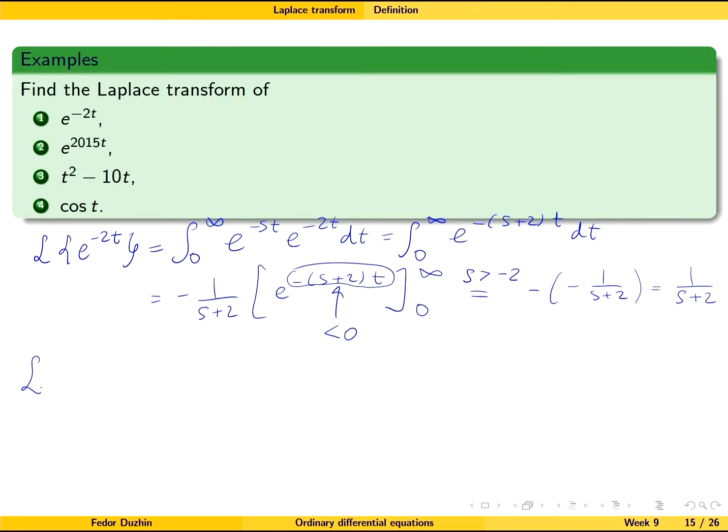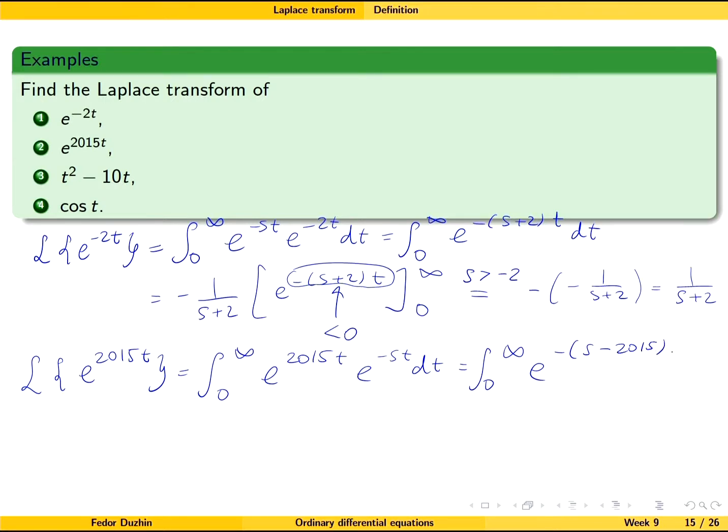By a very similar logic, the Laplace transform of e to the power 2015t is going to be the integral from 0 to infinity of e to the 2015t times e to the minus st dt, which is the integral from 0 to infinity of e to the power minus (s minus 2015)t dt.